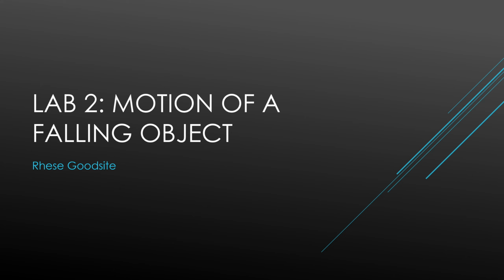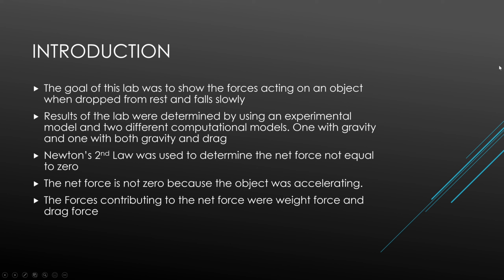This is Lab 2, Motion of a Falling Object. The goal of this lab was to show that a force is acting on the object when it was dropped from rest and falls slowly. The results of this lab were determined by using an experimental model and two different computational models, one which used just gravity and the other which used both gravity and drag.